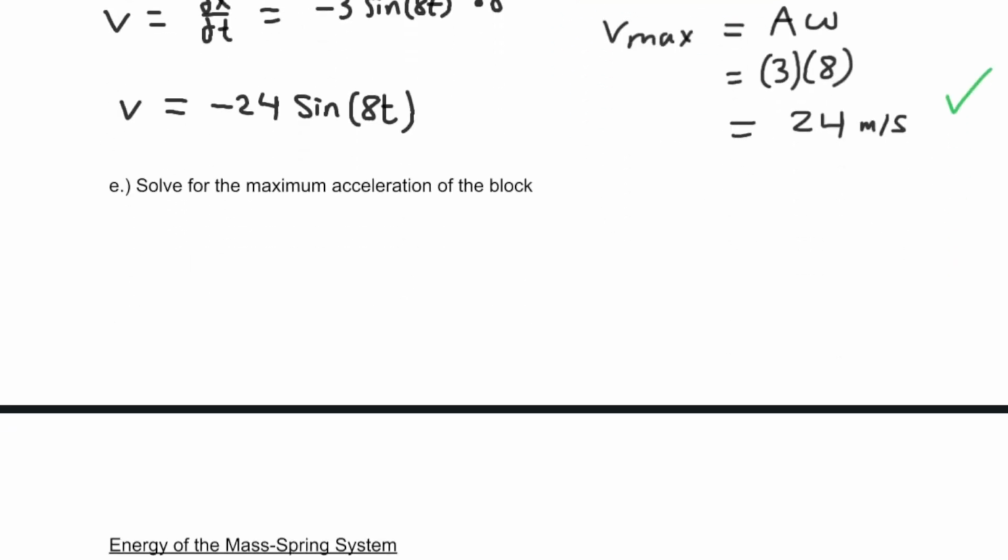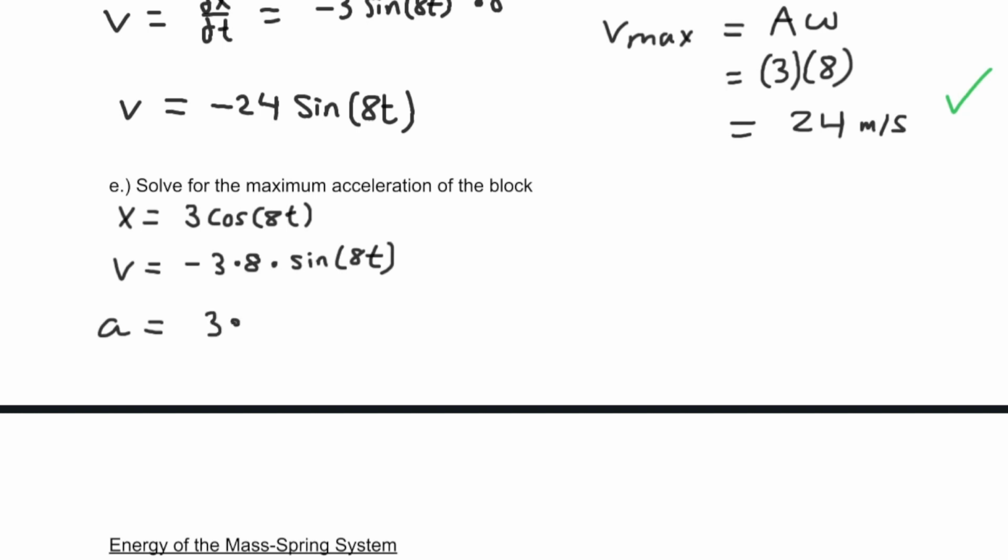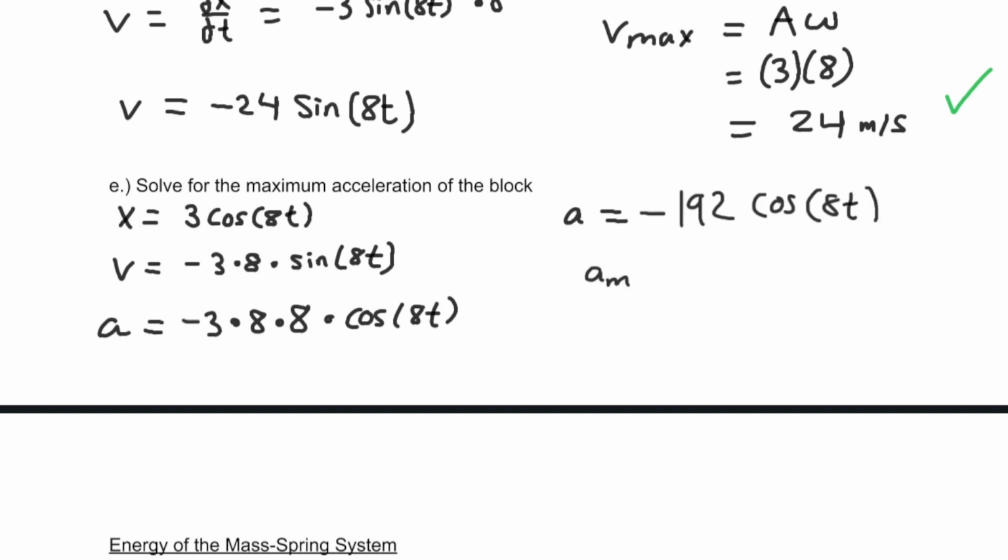Solve for the max acceleration of the block. So we can imagine what's going to happen here. If x was equal to 3 times cosine of 8t, v was equal to negative 3 times 8 times sine of 8t, and then a is just another derivative. I don't need to flip the sign this time, but I do have to use the chain rule again. So we see the acceleration function is equal to negative 192 cosine of 8t, which means that a max is a very large 192 meters per second squared.